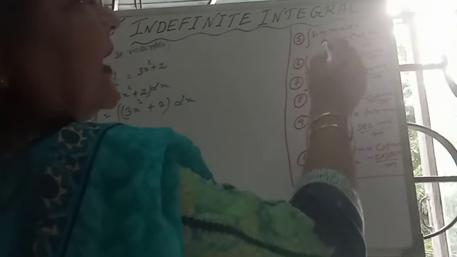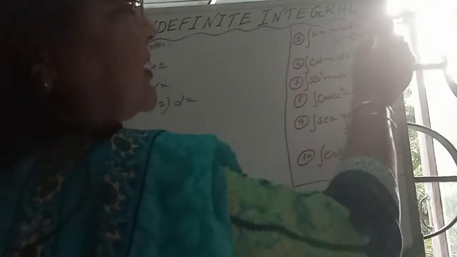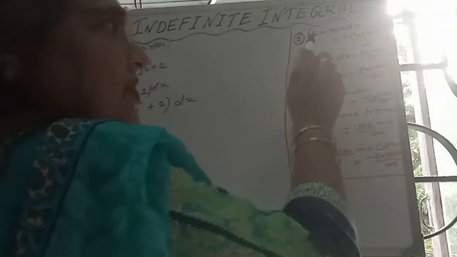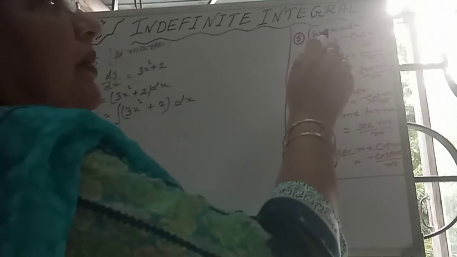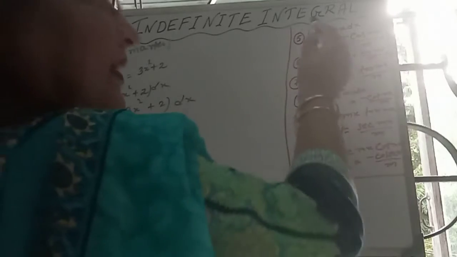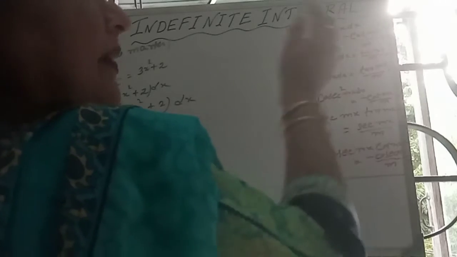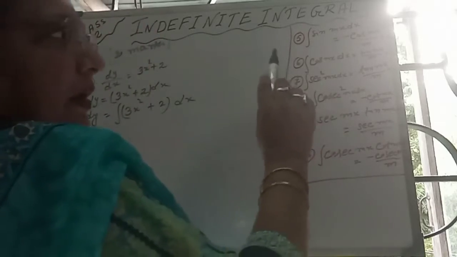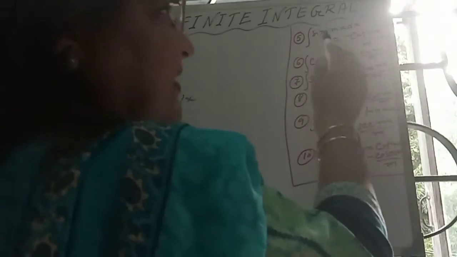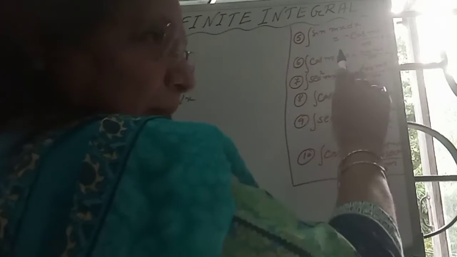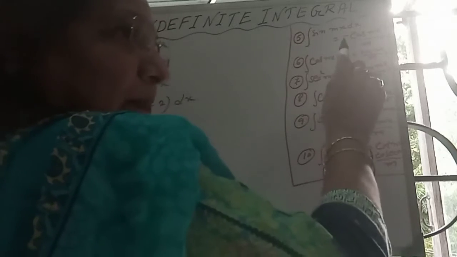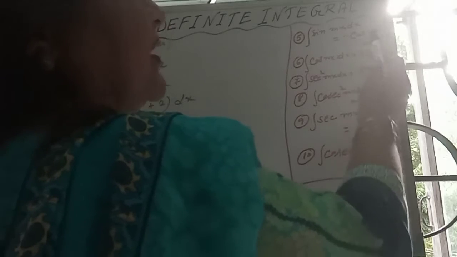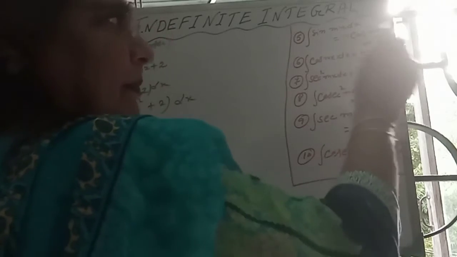For number 5, the integral of sin mx dx equals minus cos mx by m plus c. d/dx of sin x is equal to cos x, and here the integral of sin mx will be minus cos. That was plus sin, it is minus sin, minus cos mx by m. And d/dx of sin mx will be m cos mx. Here the integral of sin mx dx will be minus, and there it was multiplied by m, so for integration this will be divided by m. So minus cos mx by m plus c.